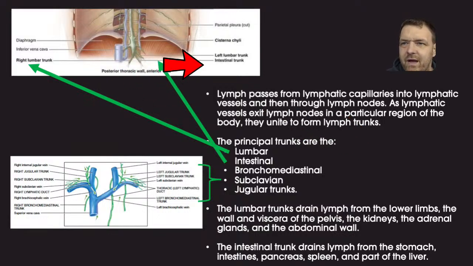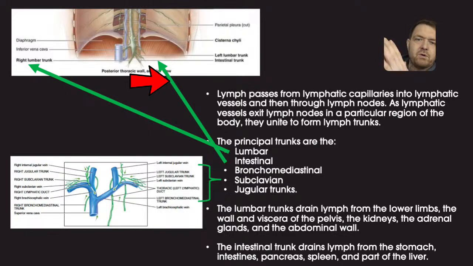Okay, and if we have a look here, we've got an intestinal trunk, so that will come obviously from all the intestines, and then the left lumbar and right lumbar trunk will gather the lymphatic fluid from the lower extremity. Okay, and we've got lymph nodes in the groin, behind the knees, down in the ankles as well. So that lymphatic fluid would have come into a lymph node, cleaned up, and then pushed back up, all the way up into either the left lumbar or right lumbar trunk.